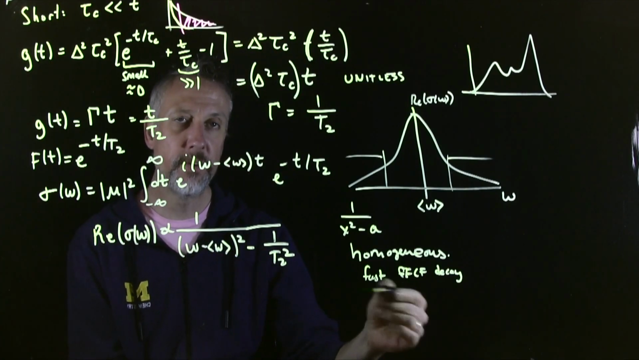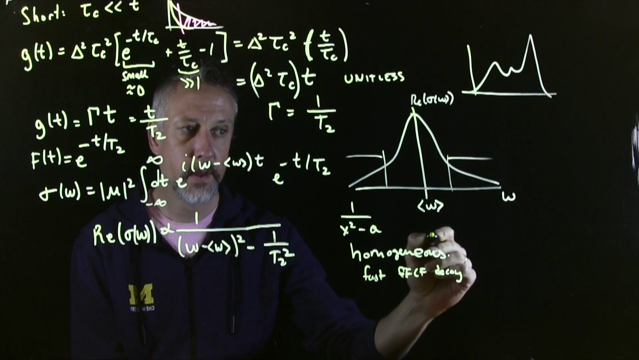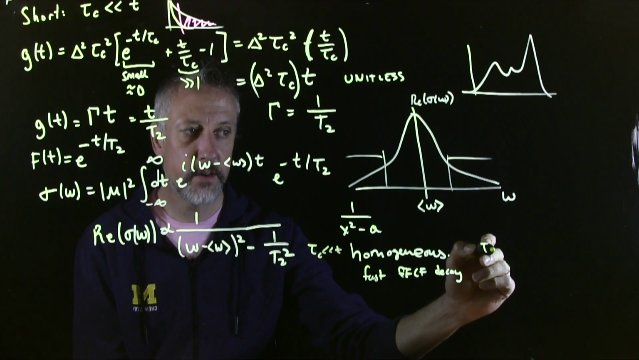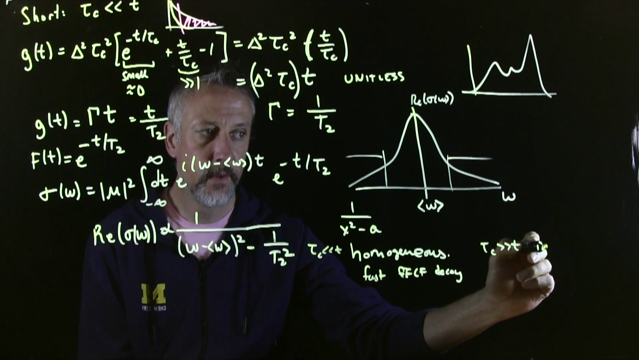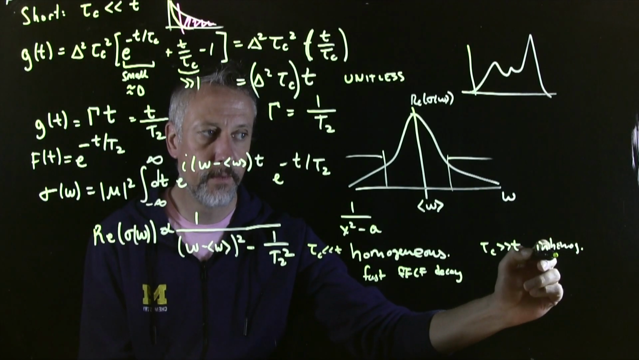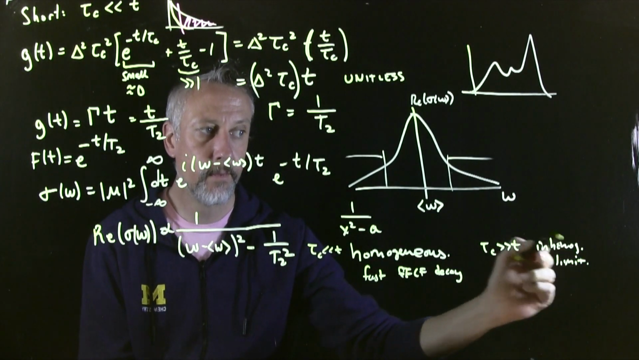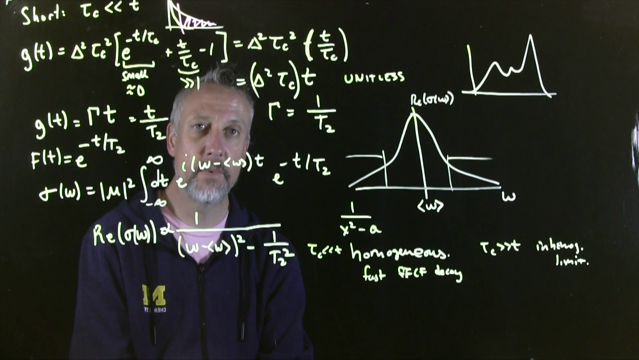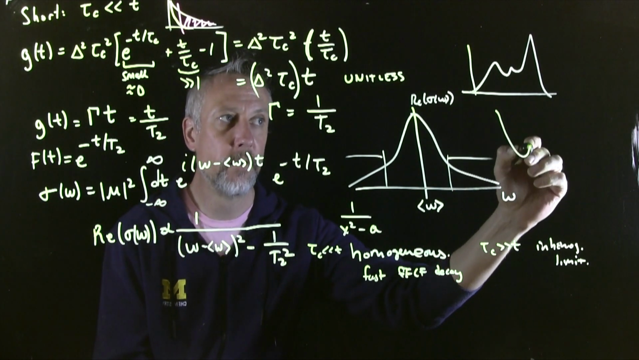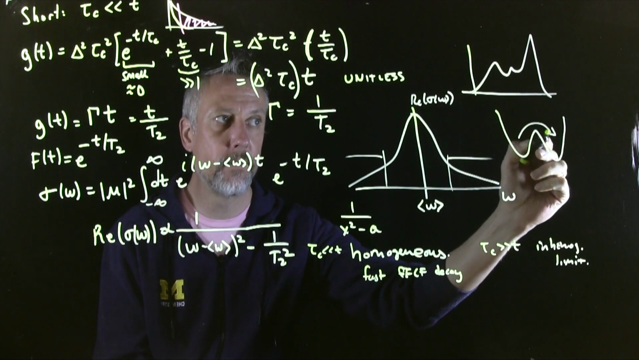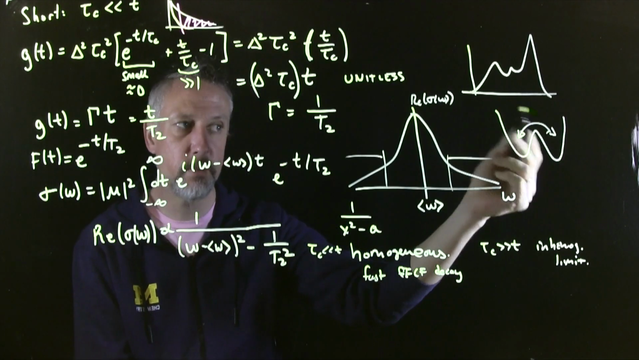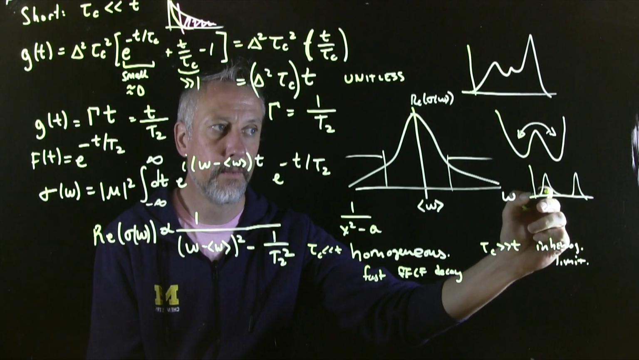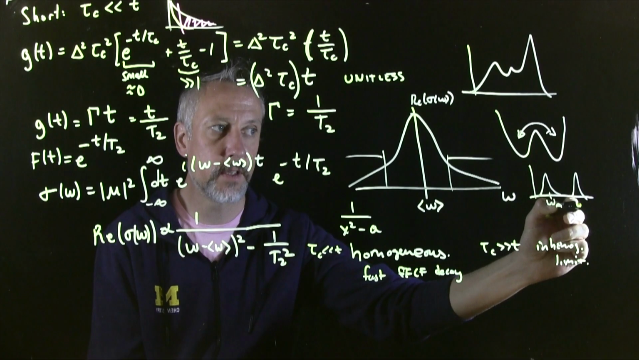Number two, notice it's a limit. This is a limit: tau c much less than t is this one. Tau c much greater than t is the inhomogeneous limit. We already talked about in the discussion what happens when you have two states that can interconvert. If they have different frequencies, they switch back and forth. If that switching back and forth is very slow, you see two peaks corresponding to the two frequencies for the species A and B.